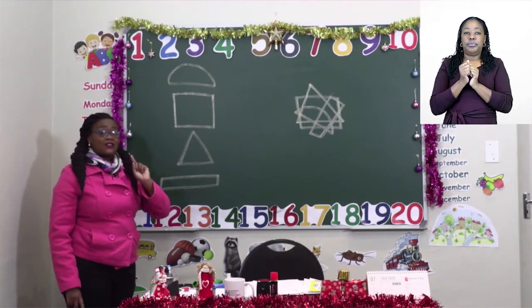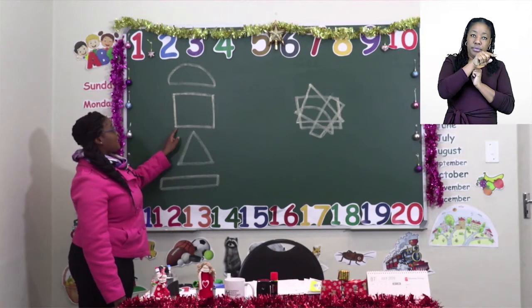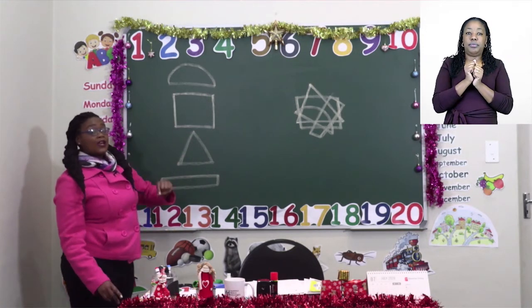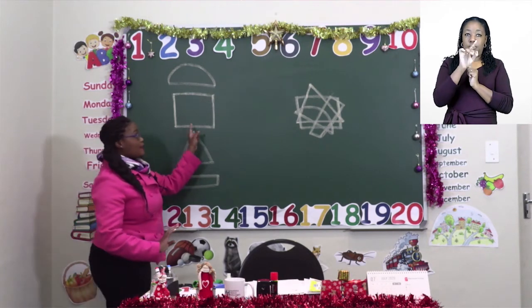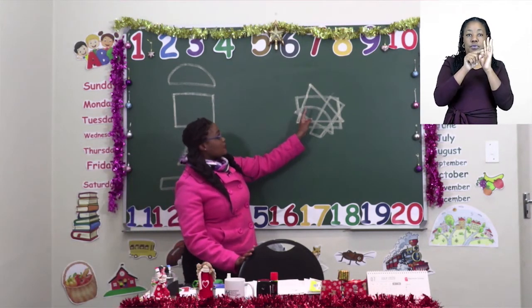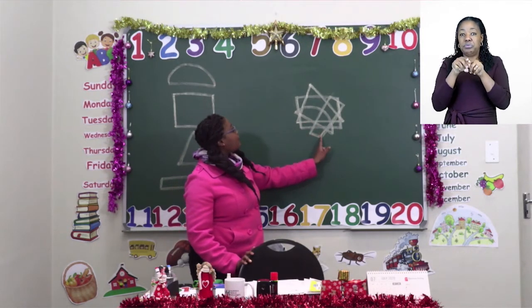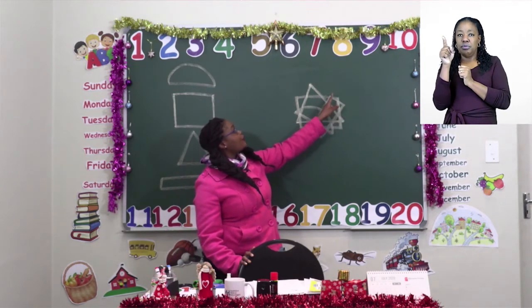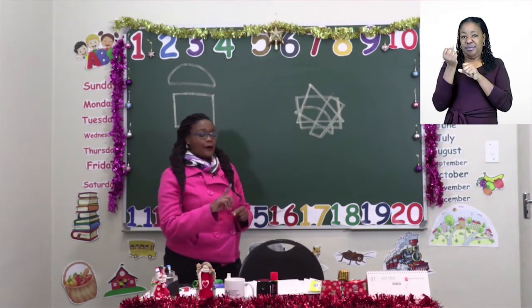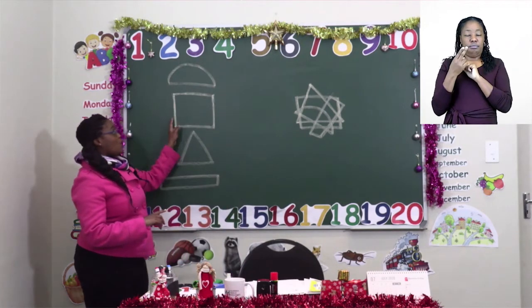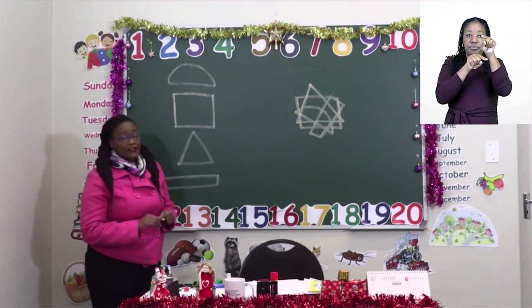Now we know that a square has 1, 2, 3, 4 sides. So we are going to look for a shape that has 4 sides. And we're going to come here and we're going to start somewhere. Maybe let's start here. Let's go. 1, 2, 3, 4. This shape also has 4 sides, but remember, a square has 4 equal sides. So it is not the one we are looking for.